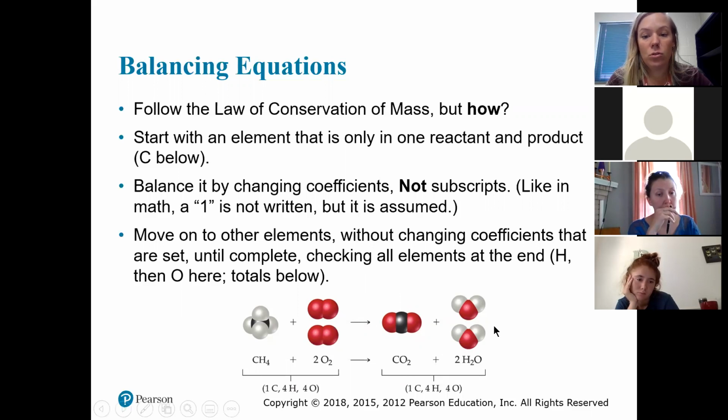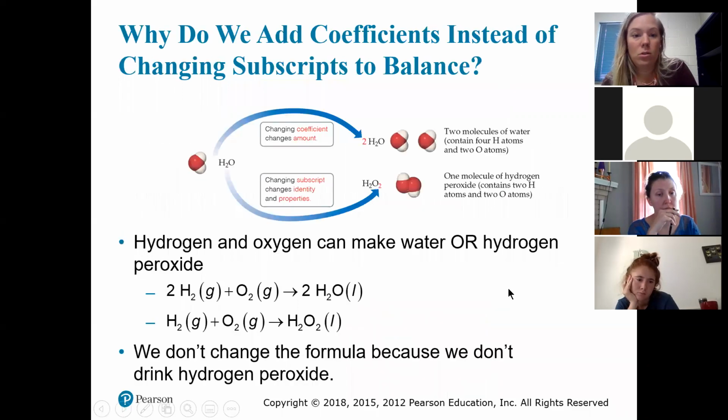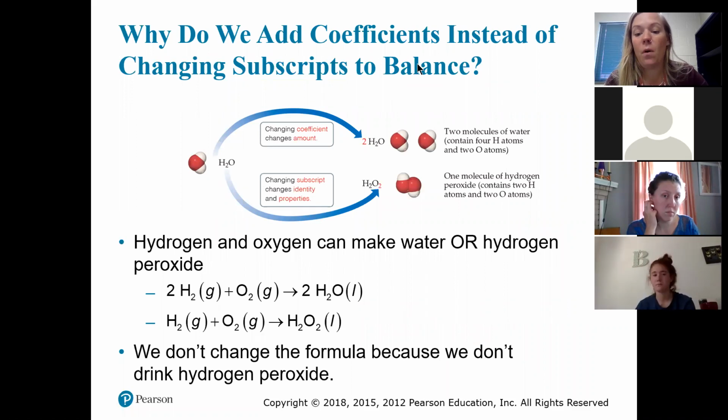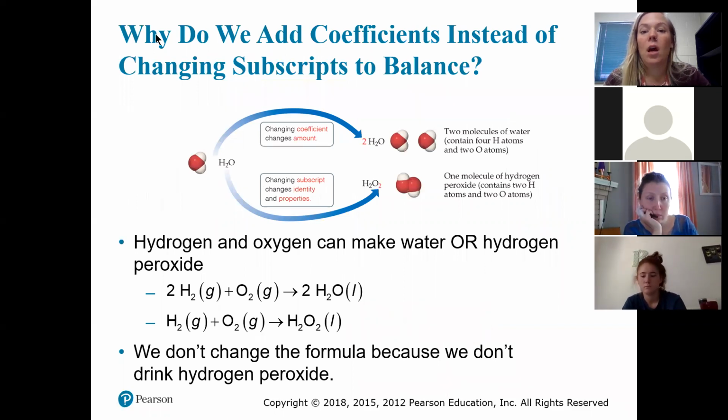All right, so this is a good example of why we don't change subscripts, why we always add coefficients. If I have a water molecule here, and for some reason I need to have 2 oxygens, I don't want to do this. I don't want to put a 2 where the oxygen is, because then what I'm getting is H2O2. This is no longer the recipe for water. This is the recipe for hydrogen peroxide. This will have much different properties than water.